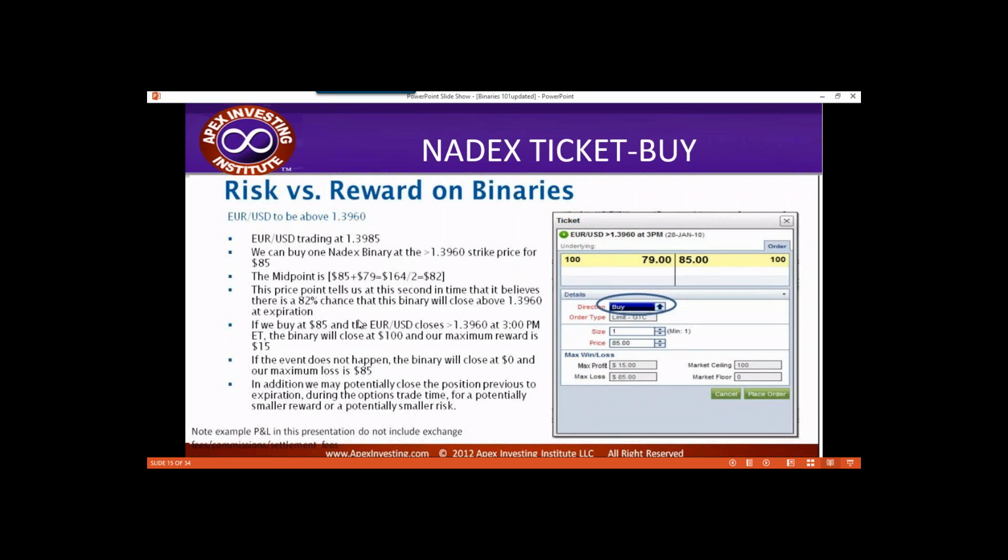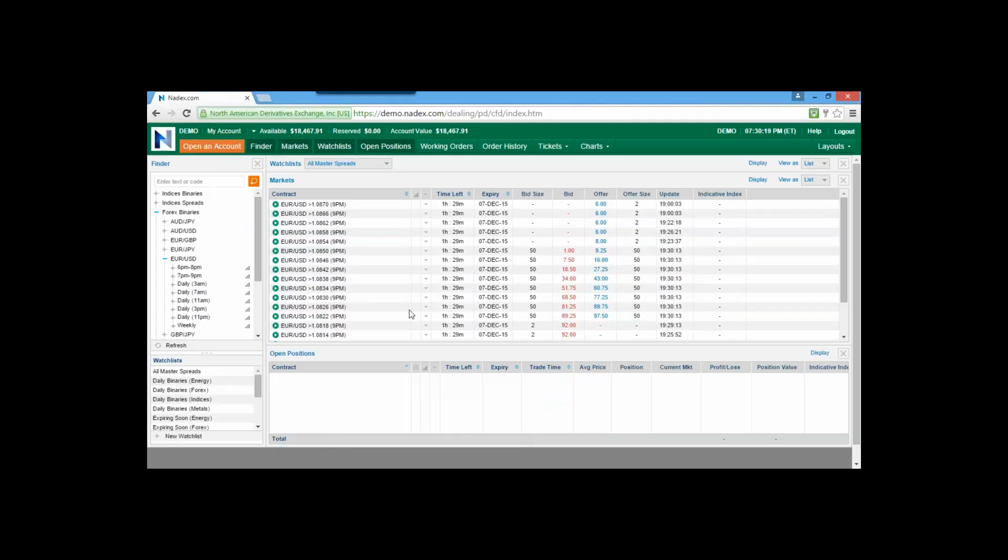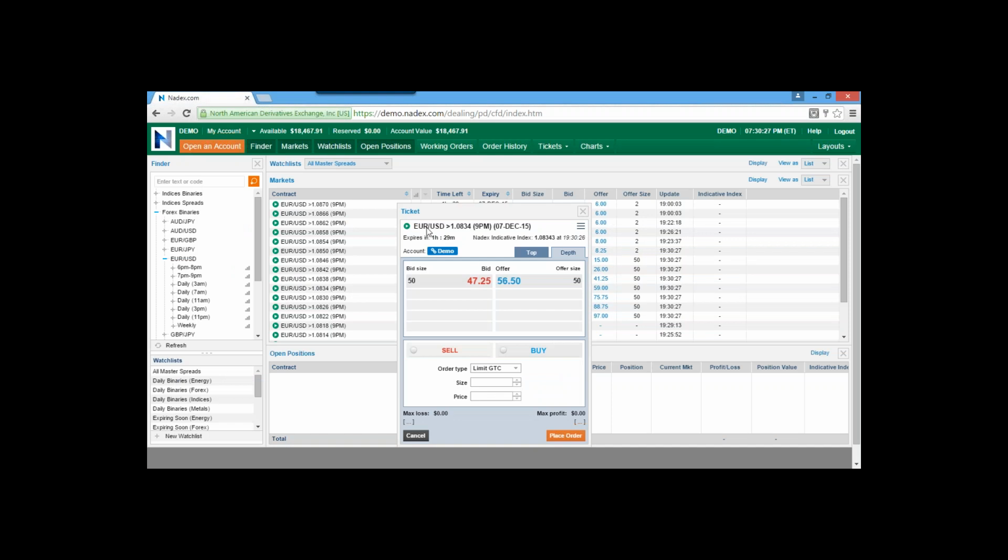And what do I mean by that? Well, let's take a look here real quick. All right, so Dave, for example, I want to show you this one right here. This euro-dollar contract says the market will be above 1.0834 by 9 o'clock, right? Well, what is it at right this second? It's at 0.834. So right now, the market is exactly at that same strike price. And see where this is priced at? 56 over here, 46 over here. Right about 50 bucks.